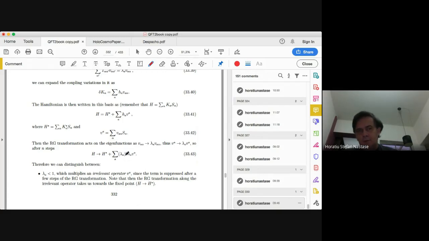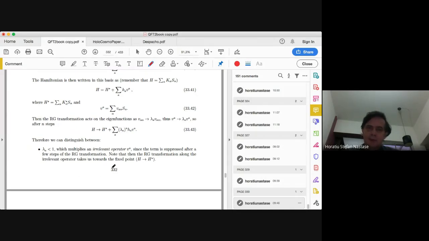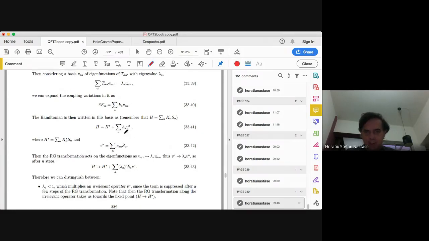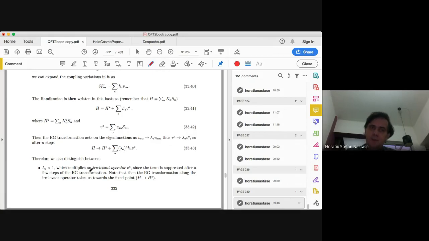So the way, what happens under RG flow when n goes to infinity. So we can define, so h a multiplies v a, which is an operator, right? v a is this eigenvector v a alpha times the operator S alpha, summed over alpha. So this is an operator v a.